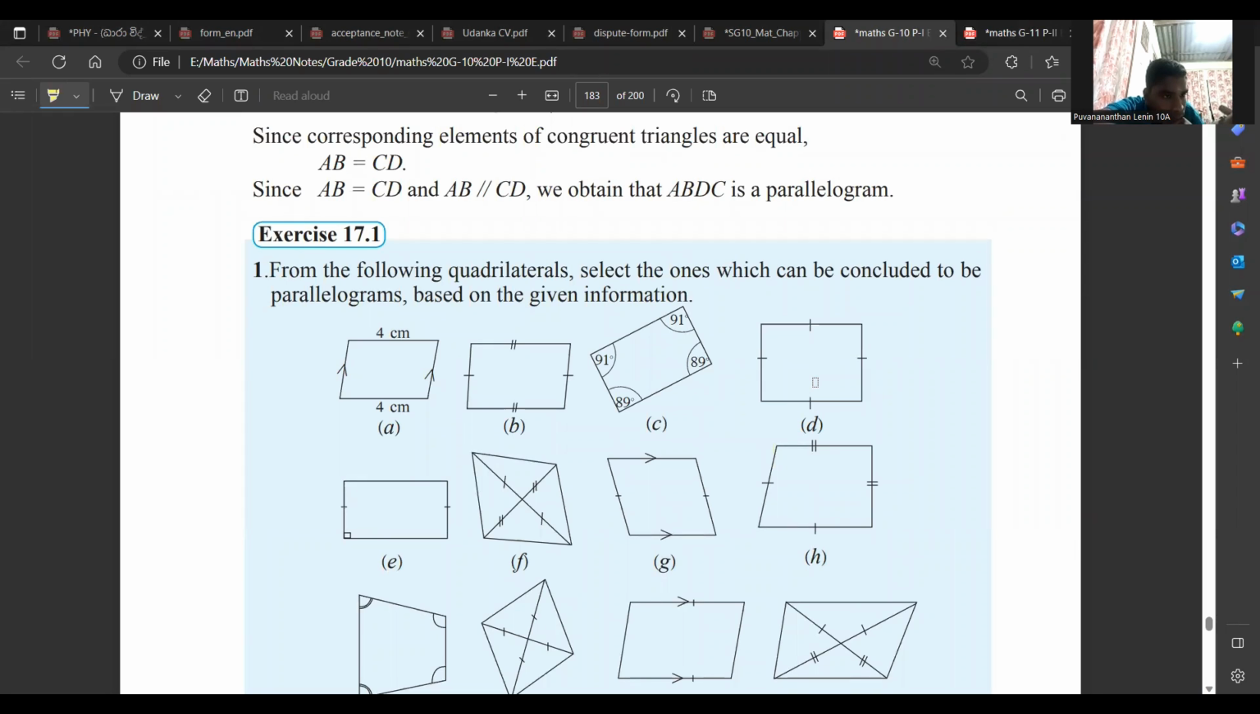You have to draw only the parallelograms, no need to draw the others. What should a parallelogram have? Opposite sides should be equal, opposite angles should be equal, and opposite sides are parallel. So here, how to write? Do try it.